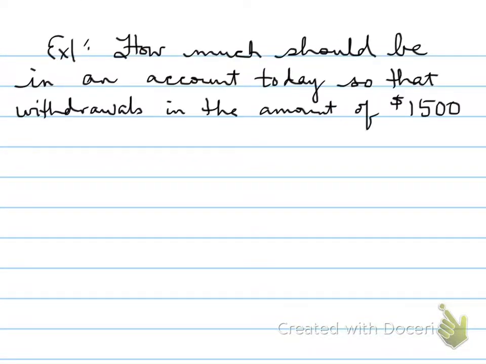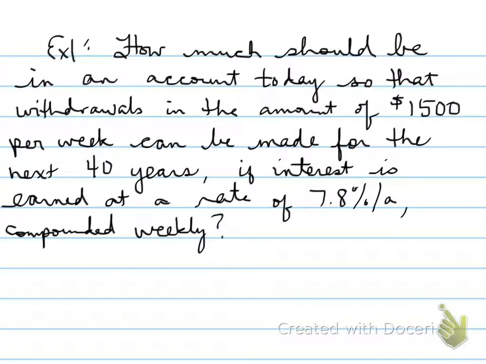All right, so you're given an example. Let's look at the entire example. How much should be in an account today so that withdrawals in the amount of $1,500 per week can be made for the next 40 years if interest is at a rate of 7.8% per annum compounded weekly? So again, we're looking at a question where there's week and weekly. The payments are made every week and there is compounding weekly. So that's what makes it an ordinary simple annuity.